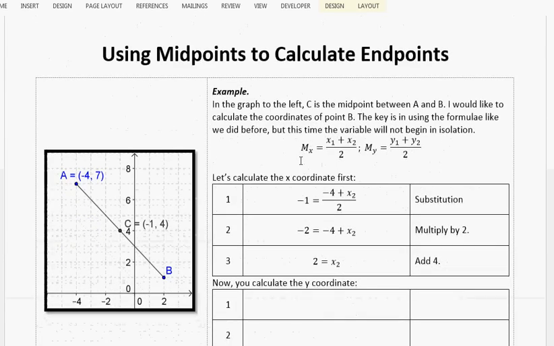All right, our final step is to talk about how to use midpoints to calculate endpoints. What we're doing here is we'll have one known midpoint and one known endpoint, and we'll need to calculate the other endpoint. So here A is (-4, 7), it's an endpoint. C is the midpoint, (-1, 4). And B is unknown. Now we can see that its value is (2, 1), but we want to perform the calculation.